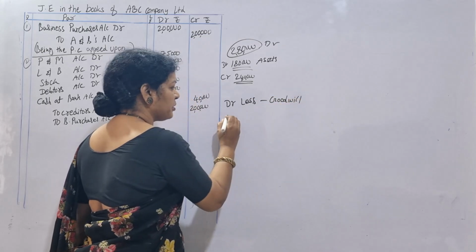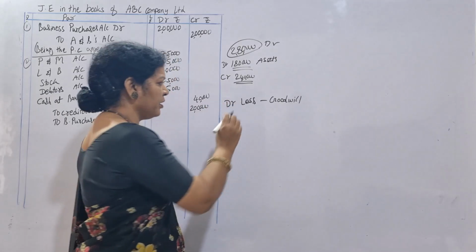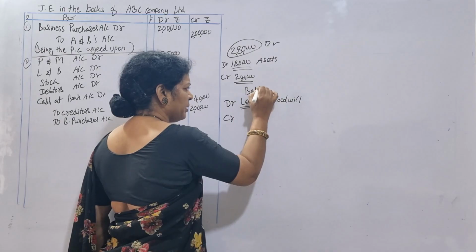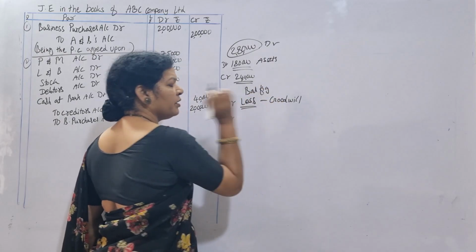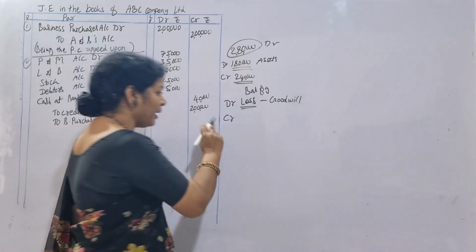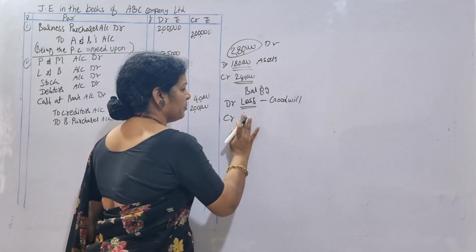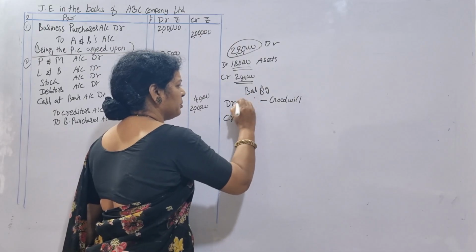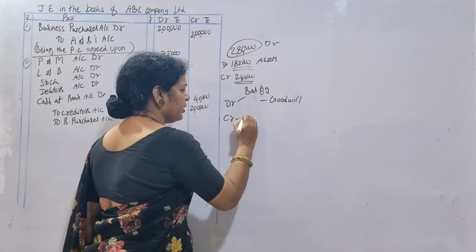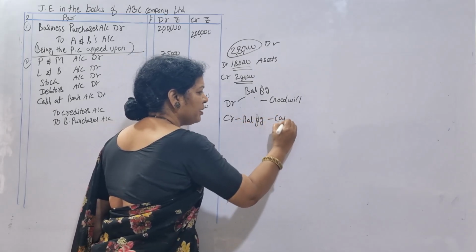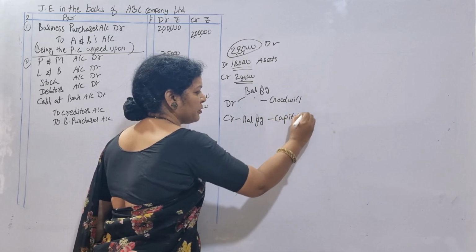If the difference comes on the credit side, the balancing figure, assume it as a loss. If the debit side comes as the balancing figure, we say it is goodwill. If the balancing figure comes on the credit side, then we say it is a capital reserve. Very easy to remember. Please remember this.